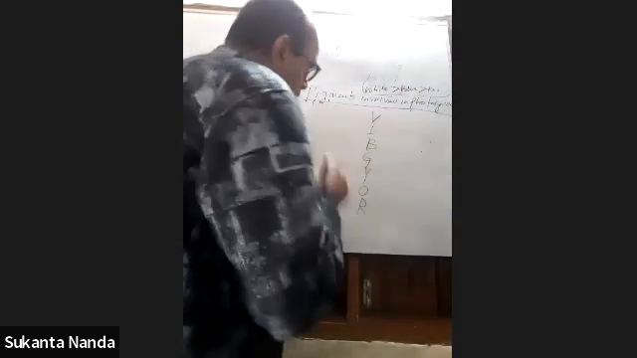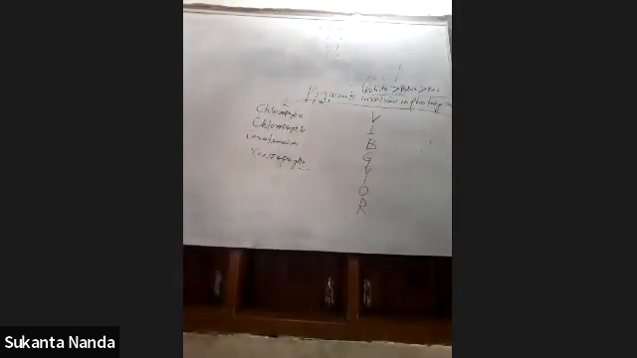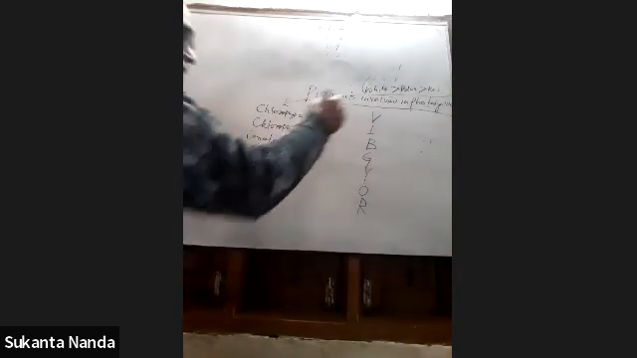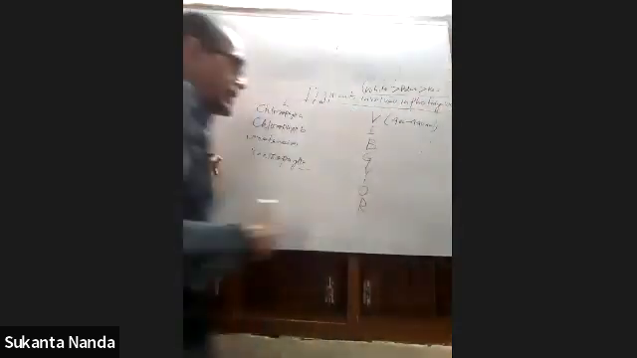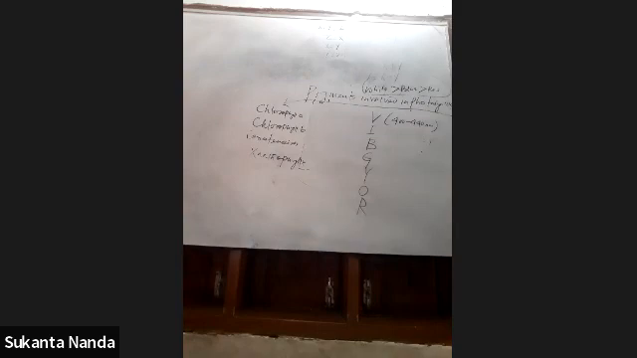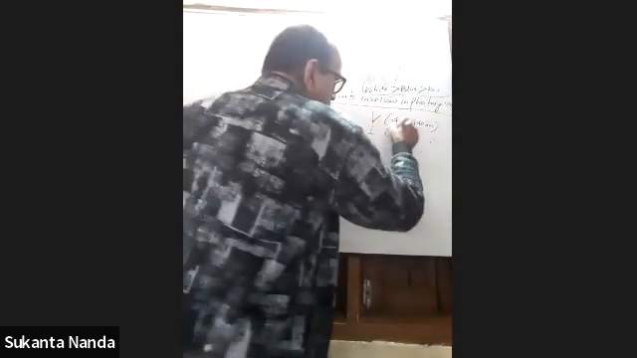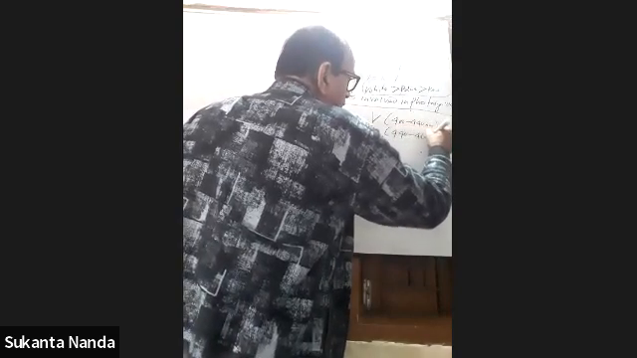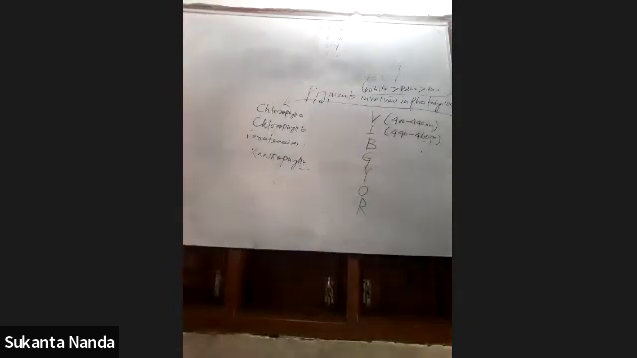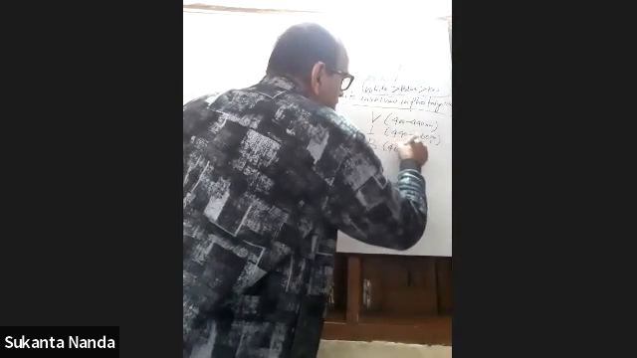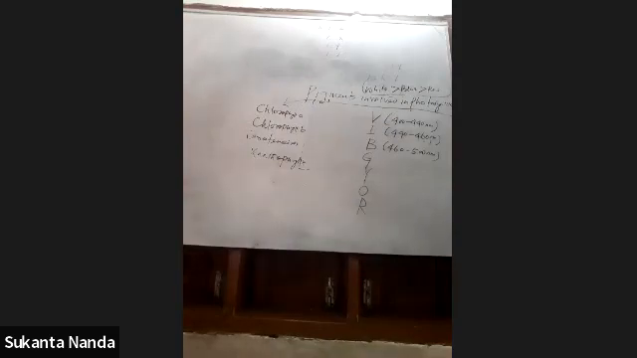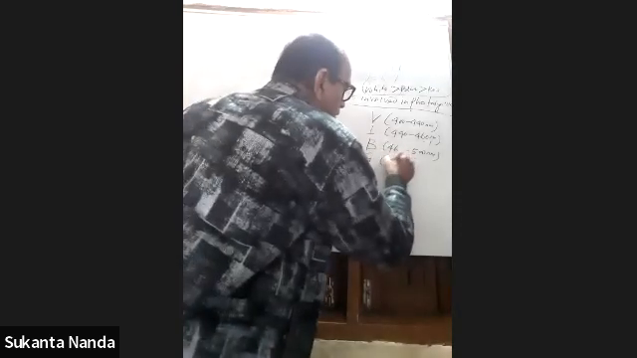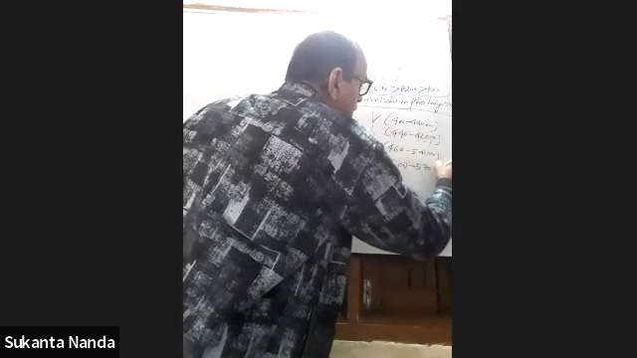Now you have to know about wavelength. Violet is 400 to 440 nanometer, whereas indigo is 440 to 460 nanometer. You see how it is in increasing order. Then blue light is 460 to 500 nanometer. After that, green light is 500 to 570 nanometer.